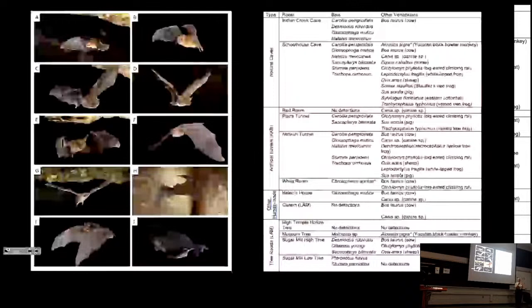So it can reduce disease transfer, either between humans and bats, or between bats themselves, because you don't actually have to handle the bats to figure out what species are in there. And so that can be really important for things like white nose syndrome, where you don't want to be transferring one disease from one bat to another.